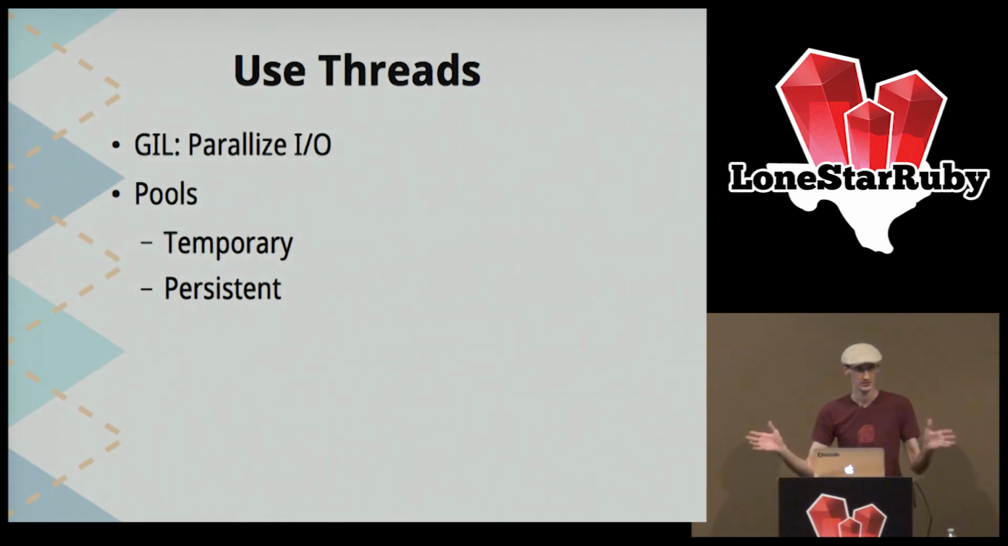Then, if that's not going to cut it, you can go to threads. Remember, in MRI, you have to deal with the global interpreter lock, which means you can parallelize I/O well and other things not at all. And when you're managing your threads, there are 2 kinds of thread pools, temporary and persistent.